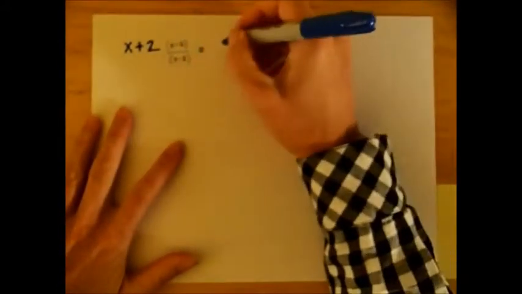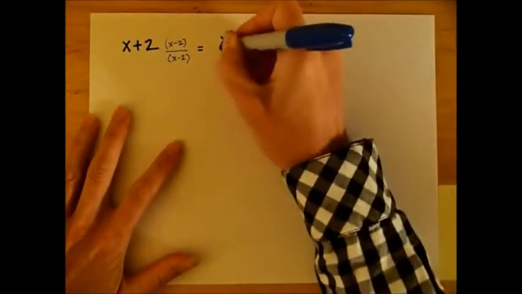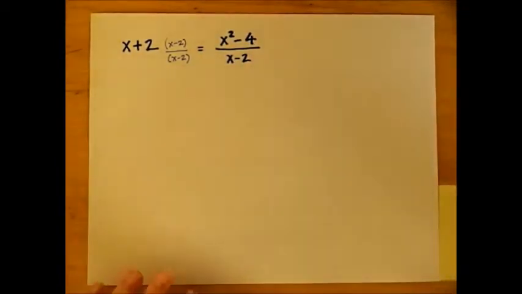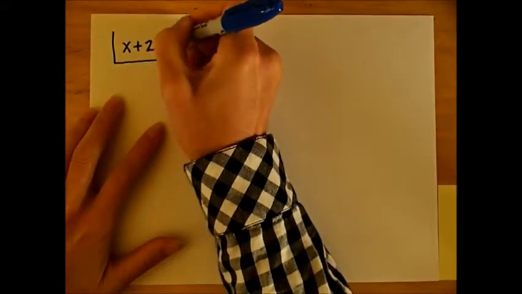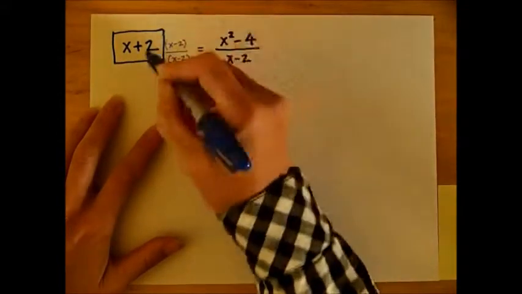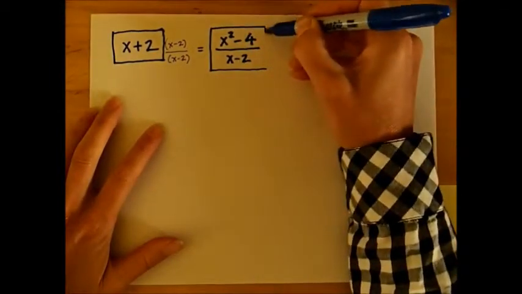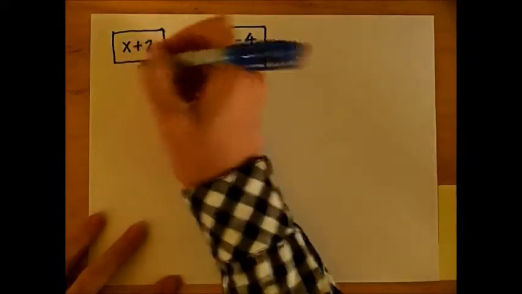x plus 2 times x minus 2 is x squared minus 4, right? And it would all be over x minus 2. So my question is, or the discussion is about whether or not this expression is equal to this one. And the answer is, well, yeah, for the most part. There's just one little thing that is different, and here's what that little thing is.